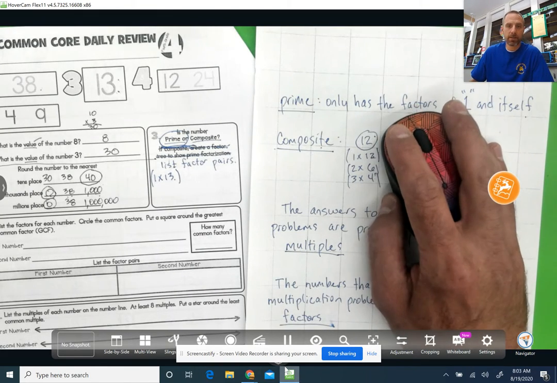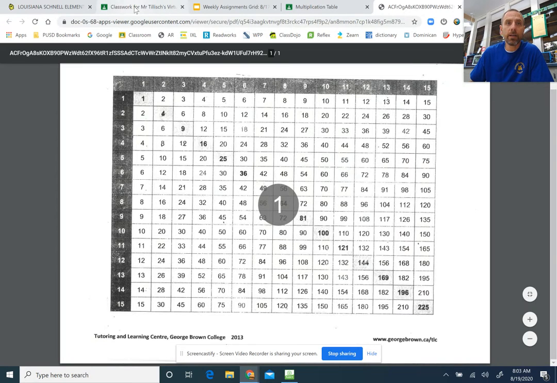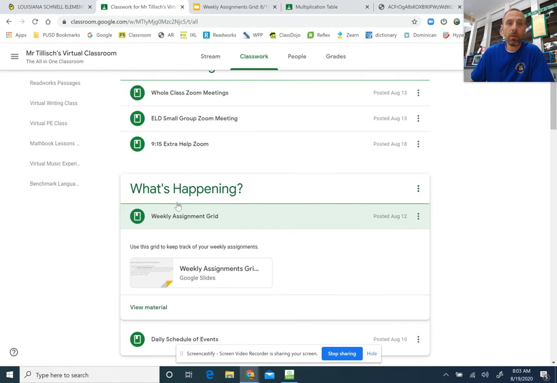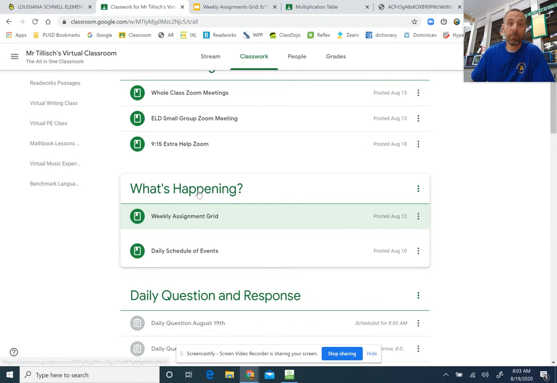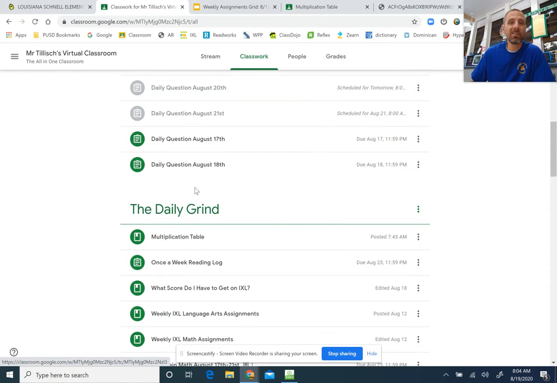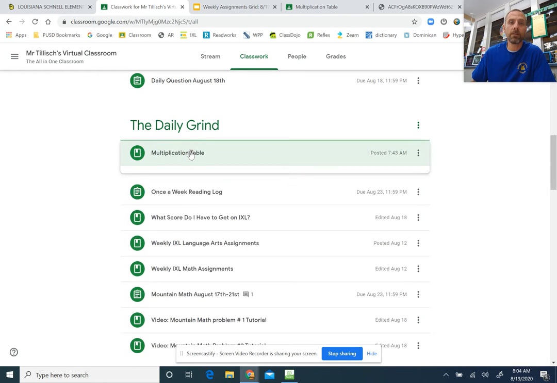So how about that multiplication table? Where are you going to get that from? That multiplication table for you is located in your Google Classroom in 2 locations. Okay, under math book lessons, it's there, but then it's also under your daily grind. So you can go here and you can open your multiplication table.